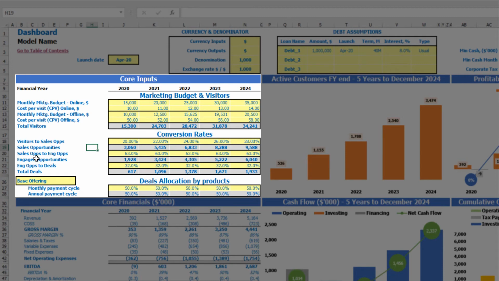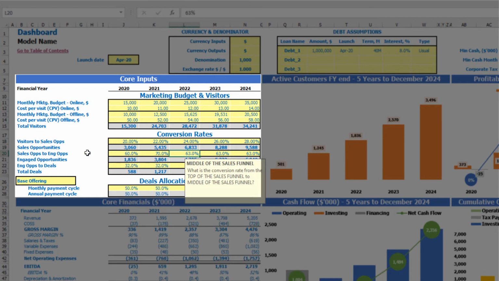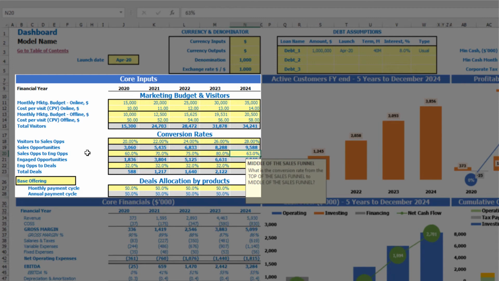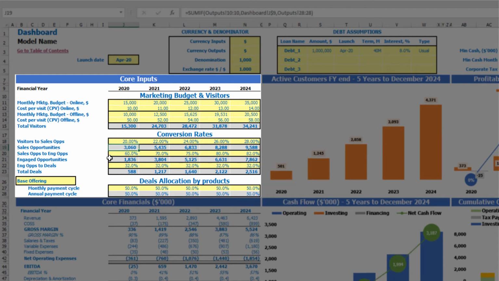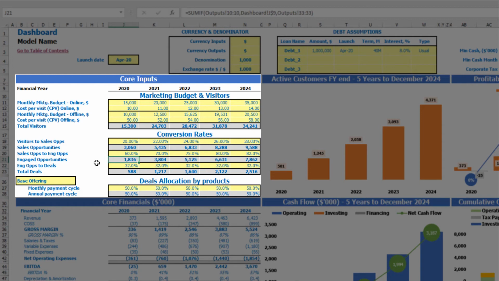The next stage is to convert your sales opportunities to engaged opportunities. So you have another conversion rate, for example, 60, 70, 75, 80, 82. So your 3,000 sales opportunities will be multiplied by 60%, which is roughly 1,800 of engaged opportunities.